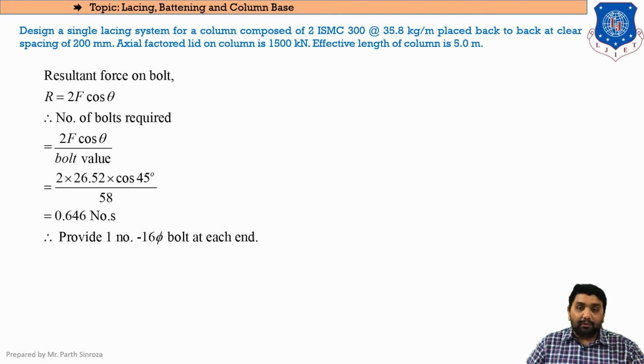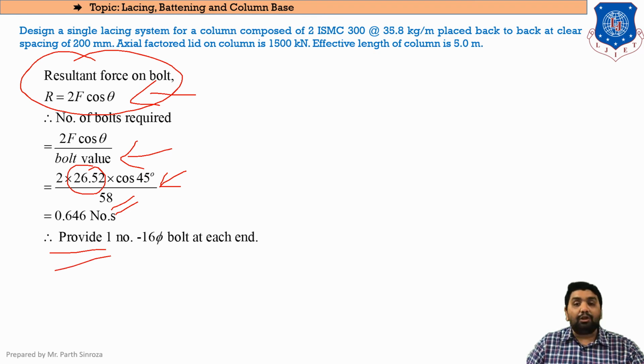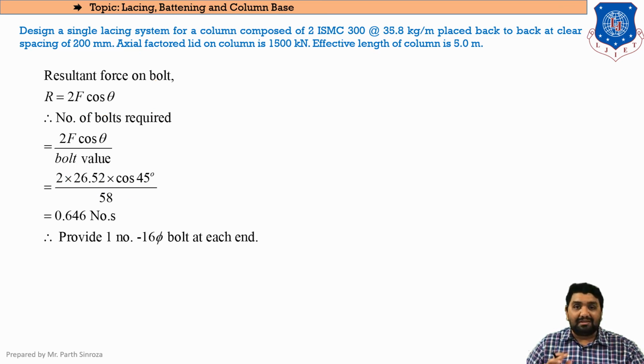After finding the bolt value, the next thing will be to provide bolts, and for that we'll be finding the resultant force on bolt. This equation is not mentioned in your IS code, so again you need to remember it. The equation for resultant force is R equal to 2F cos theta. So the number of bolts required will be 2F cos theta divided by bolt value. F is our axial force in a member, theta we have considered to be 45, and bolt value we have just found out to be 58. So the total number of bolts comes out to be 0.6. So we will be providing one bolt on each end. Clear? At each end we will be providing one bolt to resist the lacing bar.